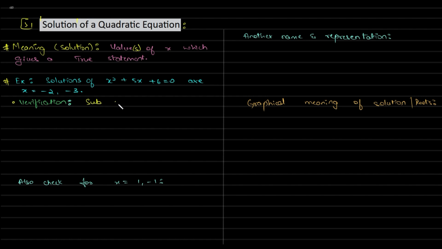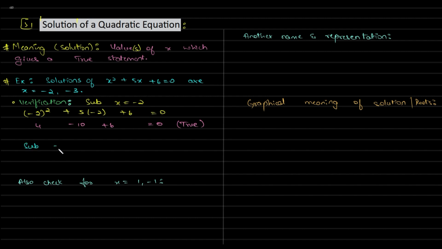For that, we need to substitute x is equal to minus 2. So what will you end up with? Minus 2 the whole square plus 5 times minus 2 plus 6 is equal to 0. So 4 minus 10 plus 6 is equal to 0. 10 minus 10 is 0. It's a true statement.